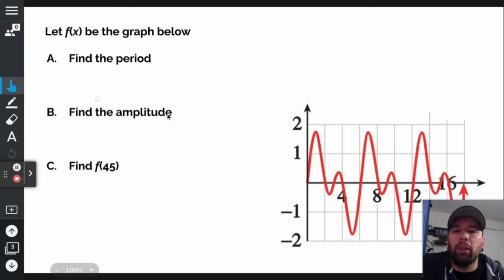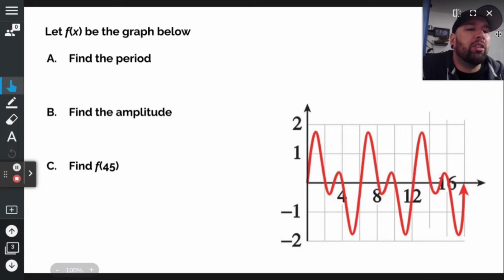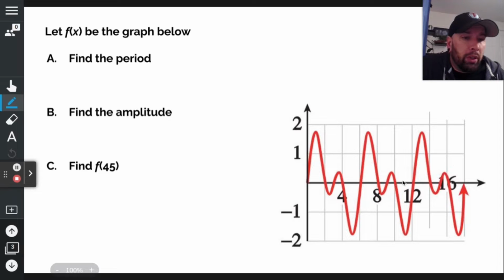Starting out strong. Let's move my face. All right, so here we see a periodic function again. Is this the same as the last one? I don't remember. My memory is failing me in my old age. Let f of x be the graph below. So here's f of x.